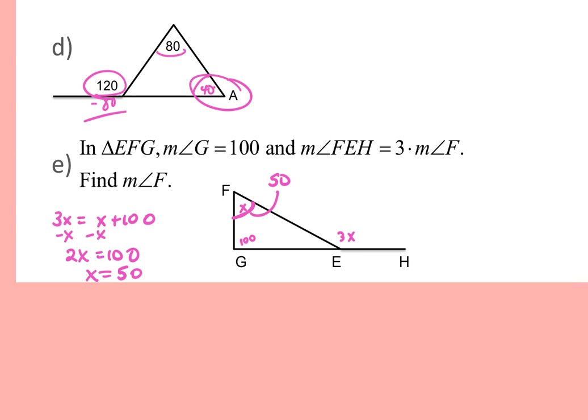Easy stuff, right? The only variation of this kind of stuff would be something like this is 3X plus 10 and this is 2X and this is 7X minus 5, something like that, in which you have to set up an equation to solve it. That's really the only kind of variation on these kinds of questions that you'll see.